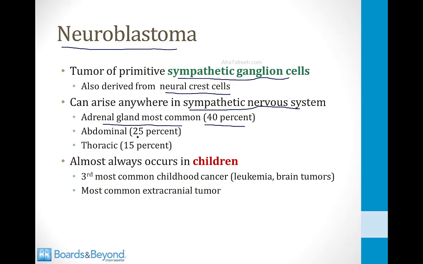40% are found there, another 25% are found in the abdomen, and 15% in the thorax. And these almost always occur in children. Neuroblastoma is largely a tumor of children. It's the third most common childhood cancer after leukemia and brain tumors, and it's the most common extracranial tumor.